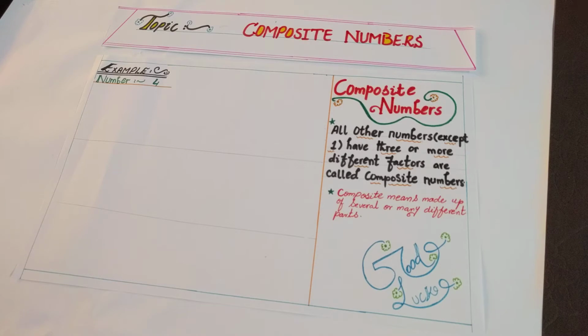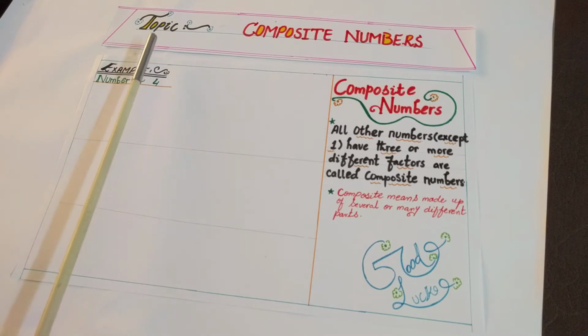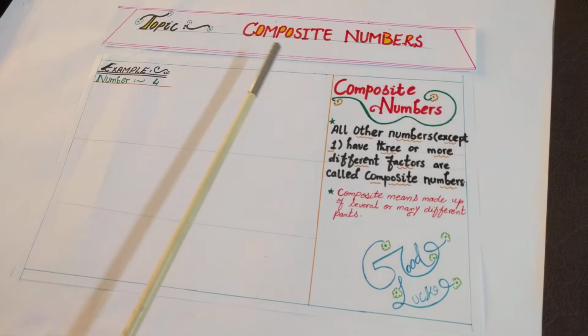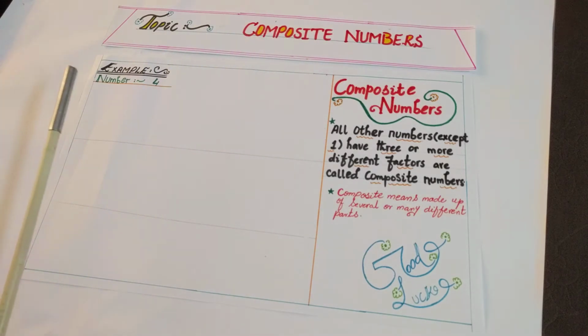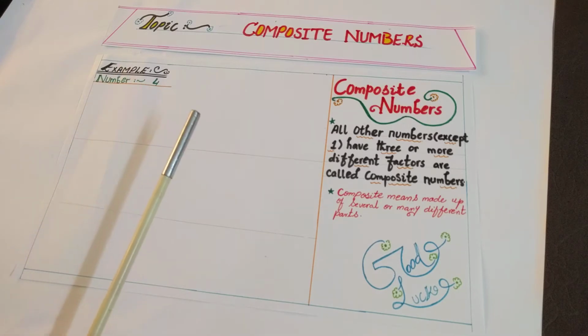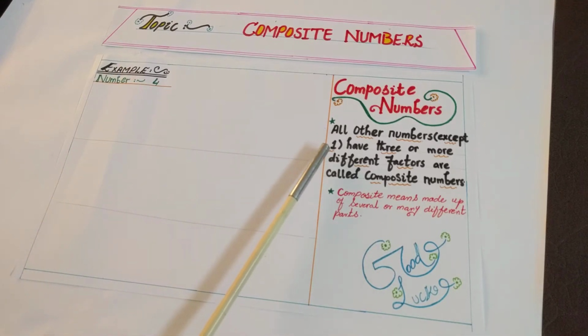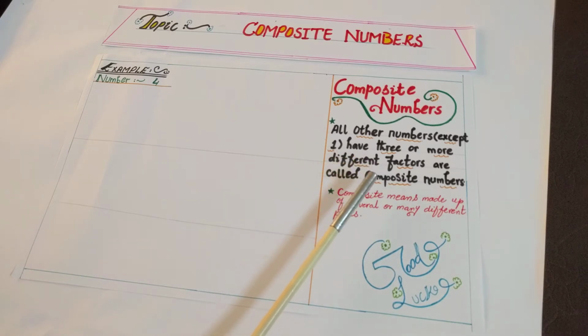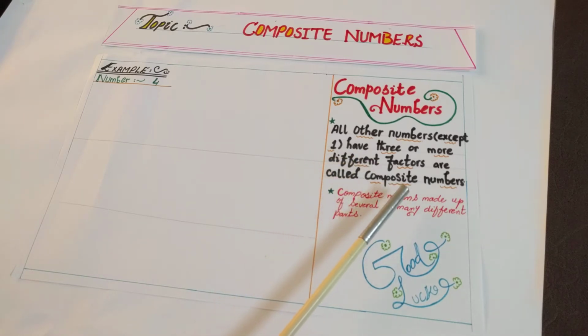In previous lectures we have already done that the prime numbers are the numbers which have only two different factors, the number 1 and itself. Now in this topic we are going to start the composite numbers. Composite numbers are actually the opposite of the prime numbers, as prime numbers have only two different factors, 1 and itself. But what is a composite number? All other numbers except 1 have 3 or more different factors are called composite numbers.